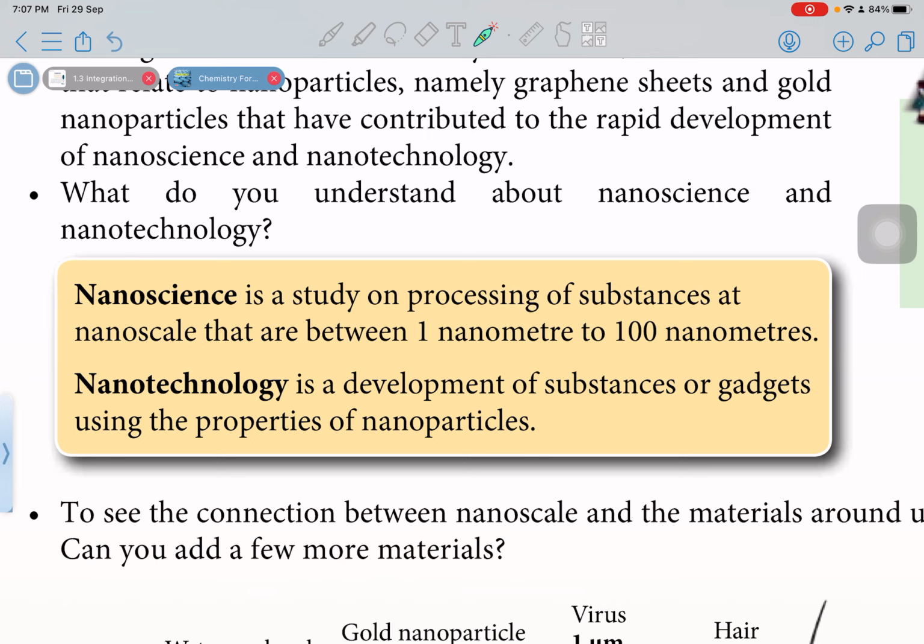So kita tak boleh tertukar lah, mana satu nanoscience, mana satu nanoteknologi. So ingat macam tu je. Nanoscience dia still merupakan suatu pembelajaran lagi. Tapi nanoteknologi tu dia bukan lagi satu pembelajaran. Dia sudah jadi satu development of product, which is the product is using the properties of nanoparticle.